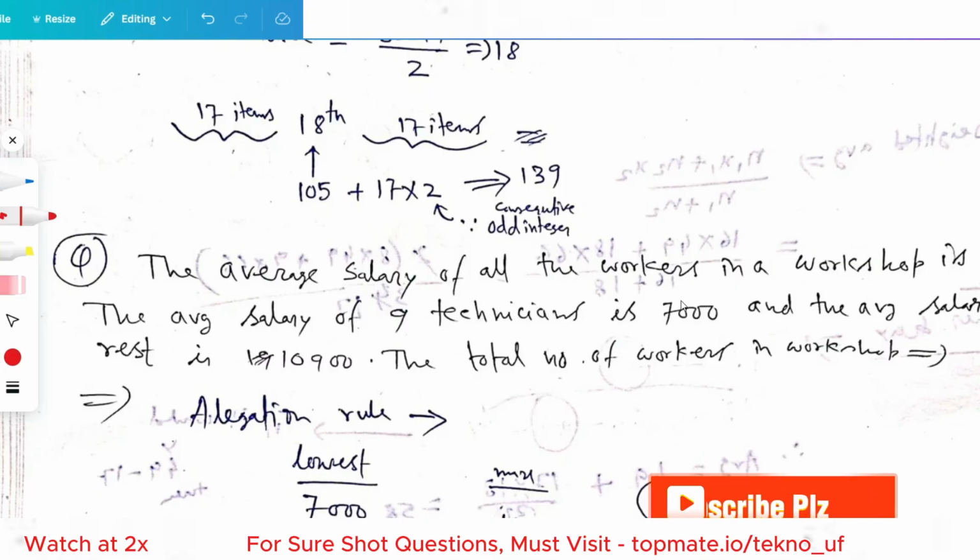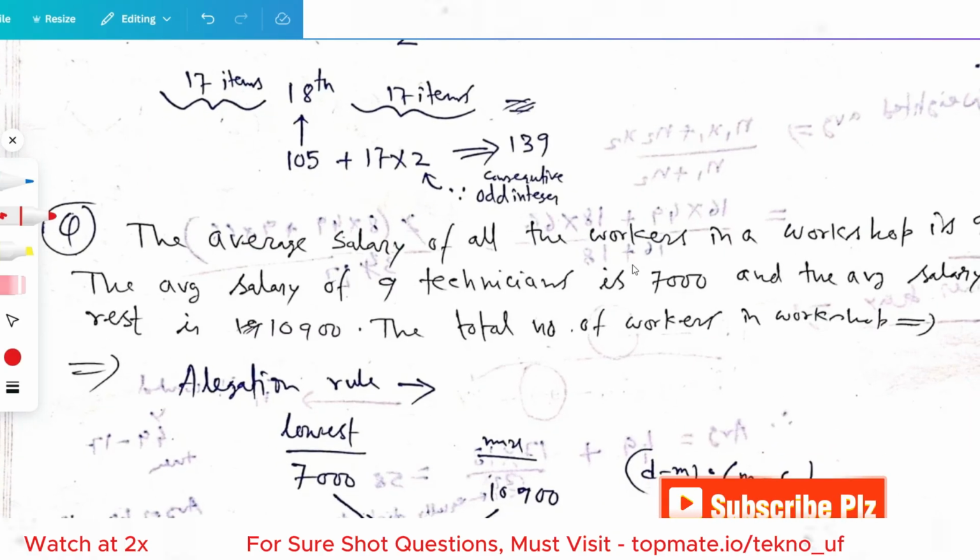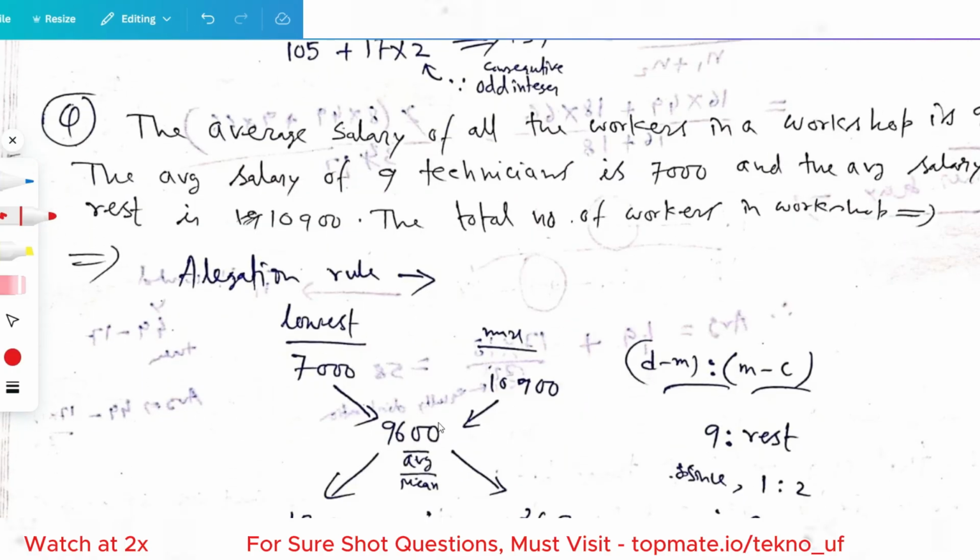So the total number of workers is what? You have to calculate that. The lowest number is 7,000, and the highest number is 10,900, right? And the average of all the workers is 9,600, right? So the mean value or the average value should be at the middle point, and the lowest and max should be in between there, okay.